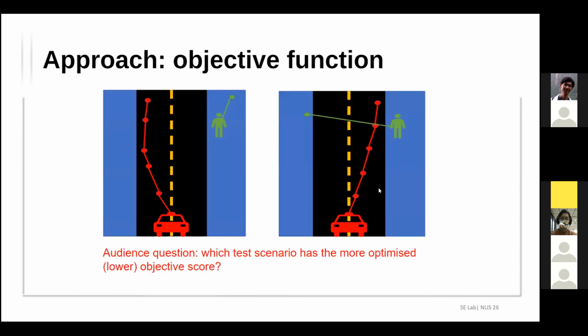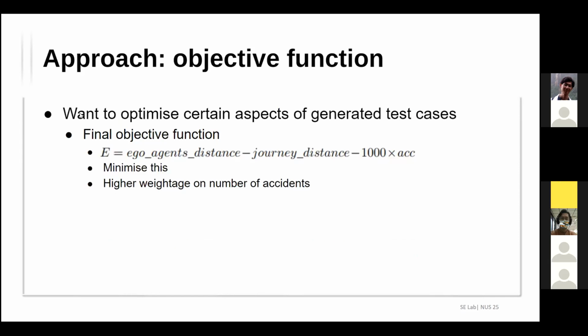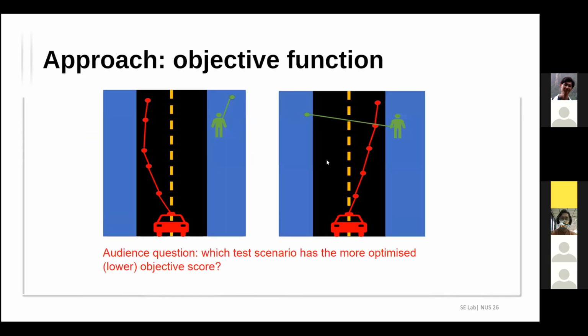So now here's the final audience question. We have these two test cases essentially. Here we see what we talked about earlier. There's a pedestrian, there's a road, there's the initial position of the ego vehicle, and the paths that the agent and the ego vehicle will take, as marked out by the line and the waypoints. So knowing what we talked about for the objective function, it's just the ego agent distance minus the journey distance minus 1,000 times the number of accidents. Which test case is the more optimized one, has the lower objective score?